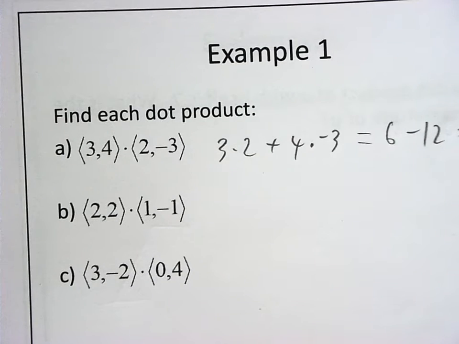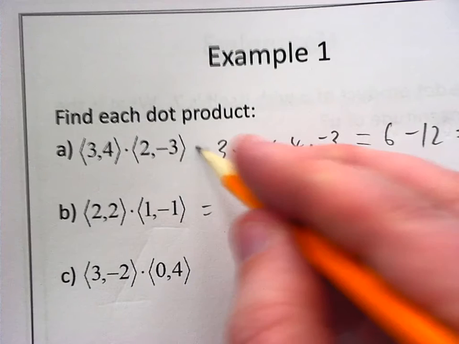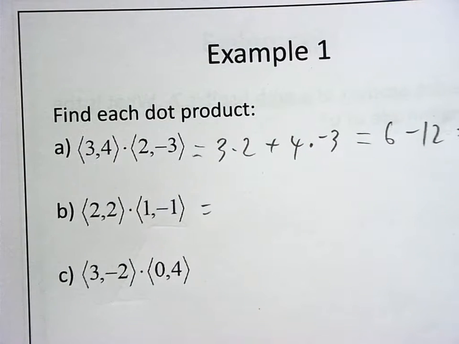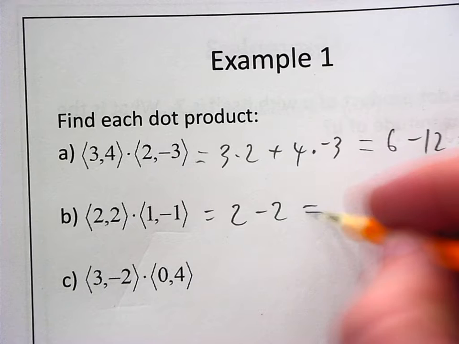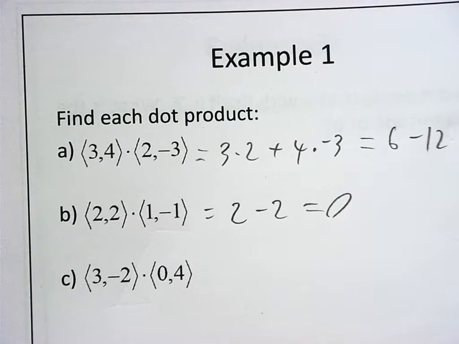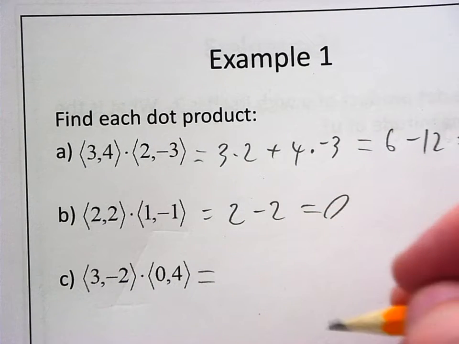There's your answer. Well, so what do we use the dot product for? We'll do that in a second. What's the next one? Yeah, you get 2 minus 2, 0. Lastly?